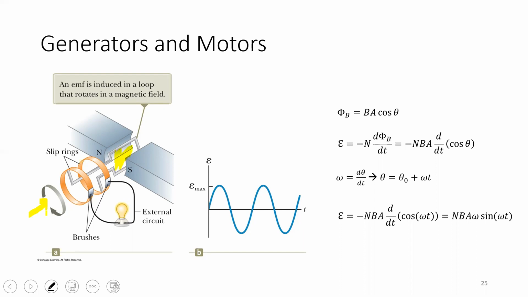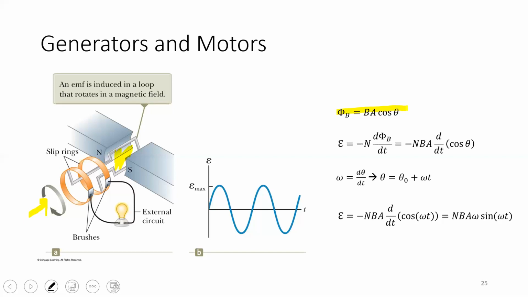As this coil is rotating, your flux is changing. Your flux is BA cosine theta. As the normal direction of our loop rotates around in that magnetic field, that theta is what's changing. So you're going to get an induced EMF in our coil. This induced EMF is going to be negative N, if we have more than one coil, d phi dt.